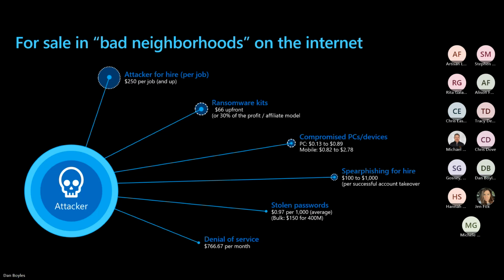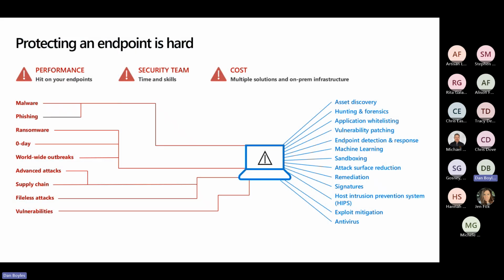But why is it relevant we're looking at this? It's because Defender is also part of the Microsoft offering, and all this targets the Defender vulnerabilities and things that are on here. So endpoint protection, this is all what we've got to have a look at. Malware, phishing, ransomware, advanced attacks, vulnerabilities, asset discovery, signatures, antivirus exploits, application whitelisting, all this stuff here. This takes a lot to do.